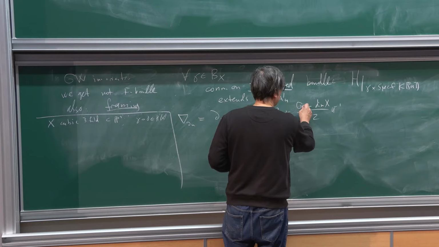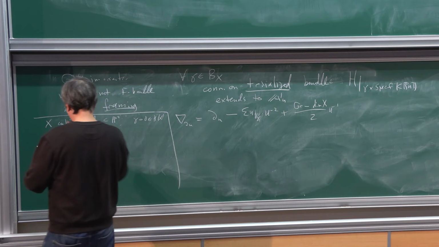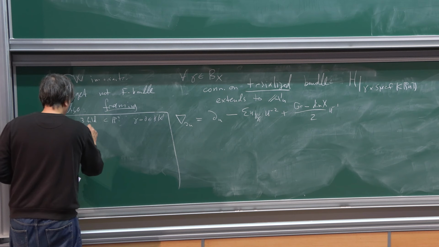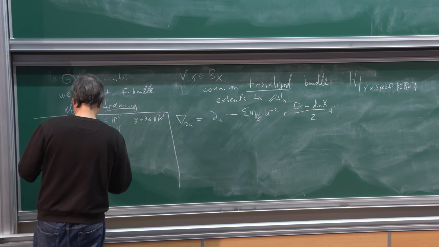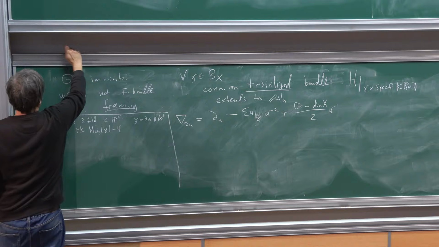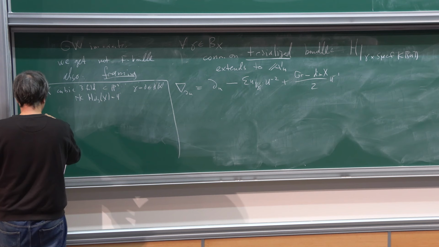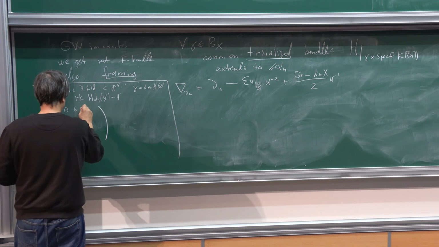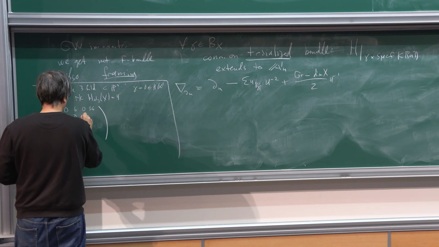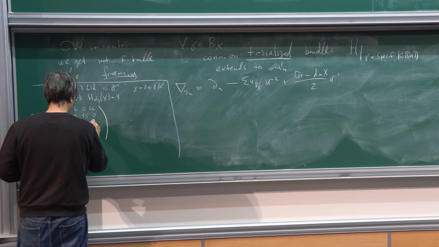Okay. So how do these things look? You consider such a variety and consider only the algebraic part of cohomology. Then at point zero, the connection looks like this. It's du minus... it doesn't serve any particular role, just to show that the things are not totally abstract.